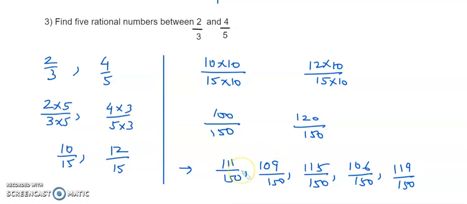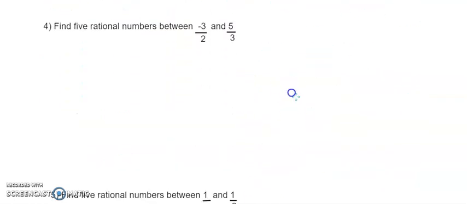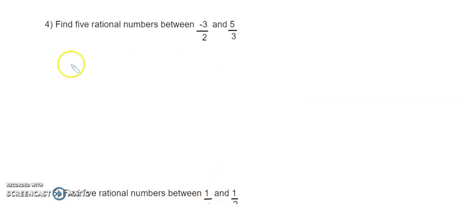So what is the key factor? First, we are changing the unlike fraction to like fraction. Then we are checking the numerators. If we can find the given number of rational numbers, then we stop there. But if we are not able to, then we make these like fractions even smaller equivalent fractions by multiplying by 10, 10. And then we find it.